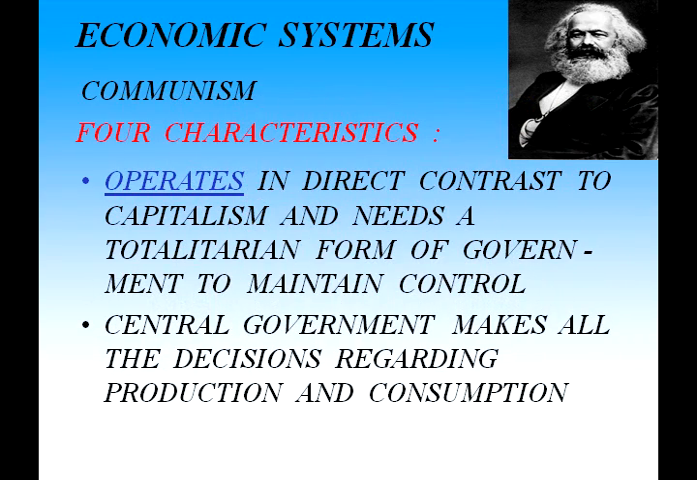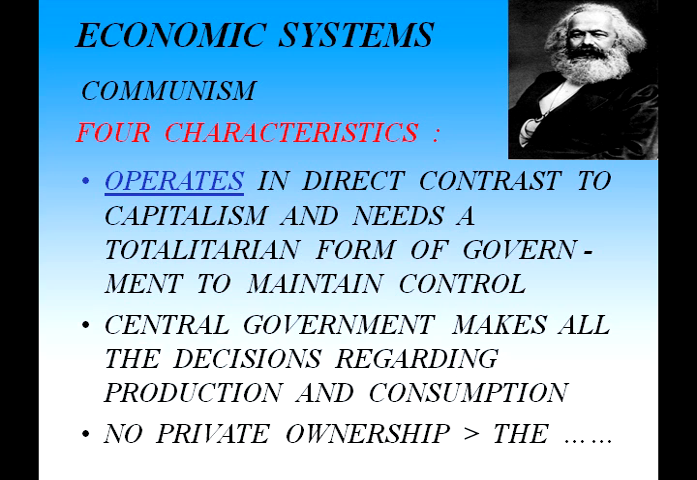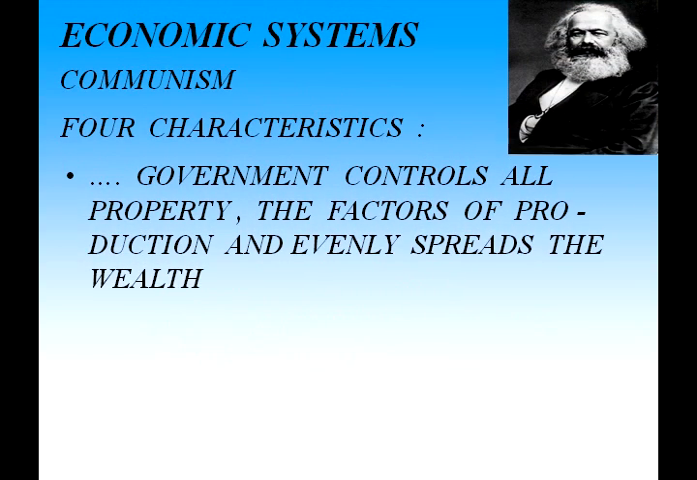The second characteristic is that the central government makes all the decisions regarding any type of production and consumption. Third characteristic is that no private ownership is permitted. None. Government controls all property. It controls the factors of production and strives to evenly spread the wealth. In fact, it does and achieves this objective. Nobody owns anything, so therefore nobody has any wealth.